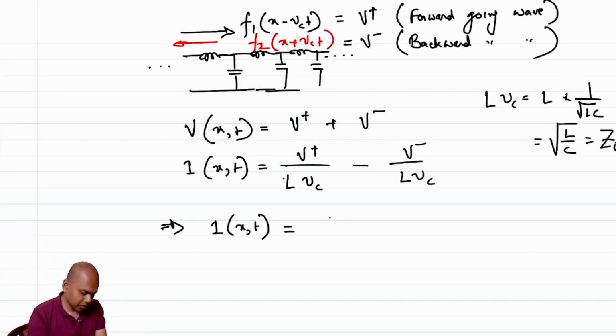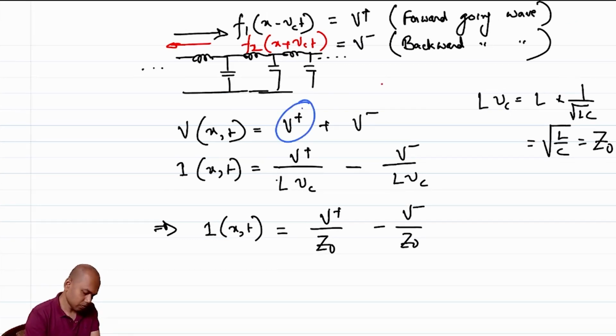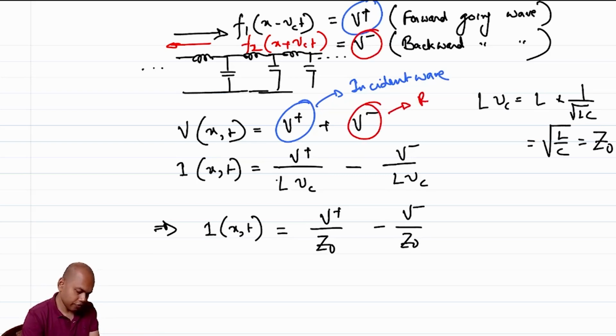So your I of x comma t is nothing but the forward going voltage wave divided by Z naught minus the backward going or the reverse going reflected wave divided by Z naught. This is also called a reflected wave. Let me also mention this. V plus is also called the incident wave, and V minus is also called the reflected wave.